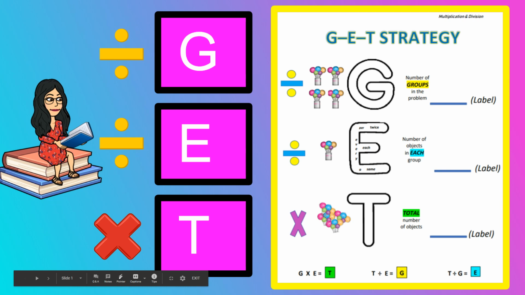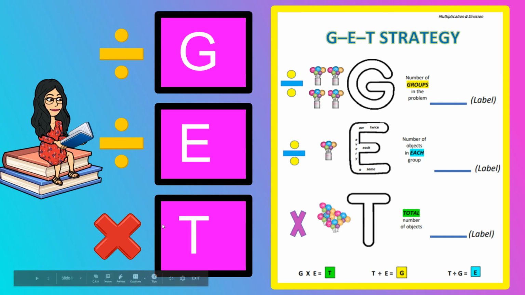In this lesson, you will be solving multi-digit multiplication word problems using the GET strategy. Now let's take a closer look at our GET strategy poster. We have the acronym G.E.T. The G stands for groups. That is the number of groups in the problem. The E stands for each. That is the number of objects in each group. And the T stands for total. That is the total number of objects.